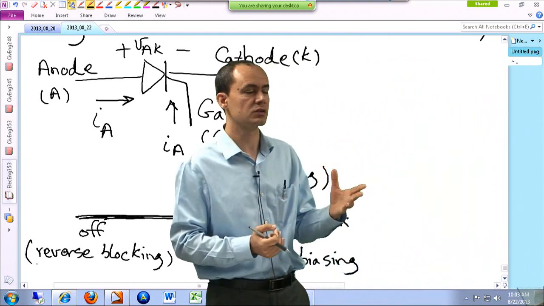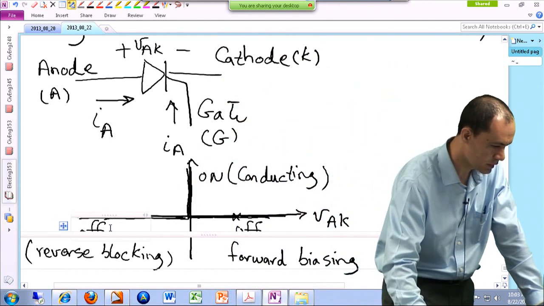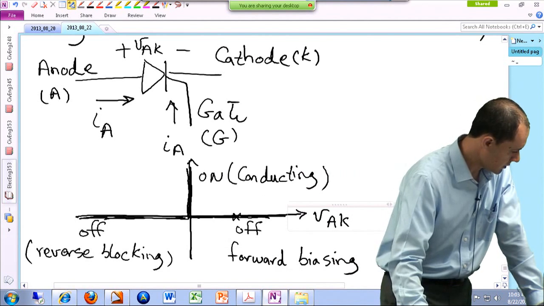So this is determined by the rest of the system. And we are going to have an example to discuss this a little further.